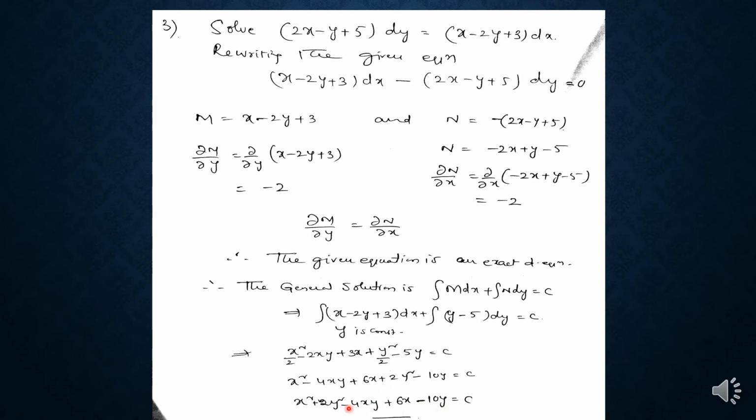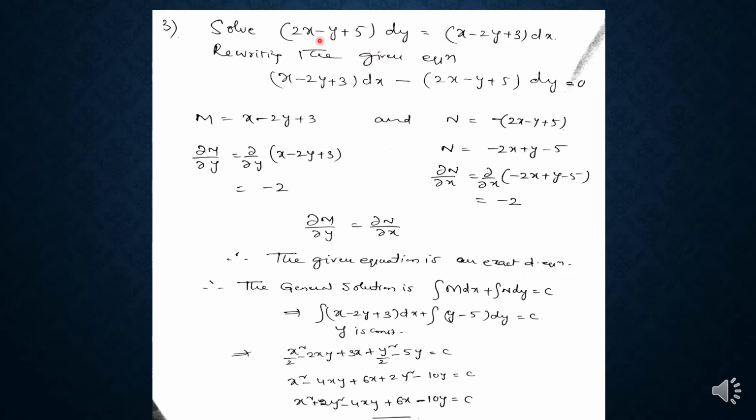So this is the general solution of the differential equation (2x minus y plus 5) dy is equal to (x minus 2y plus 3) dx. In this equation, we have not been given the direct form of the exact differential equation, that is M dx plus N dy is equal to 0.